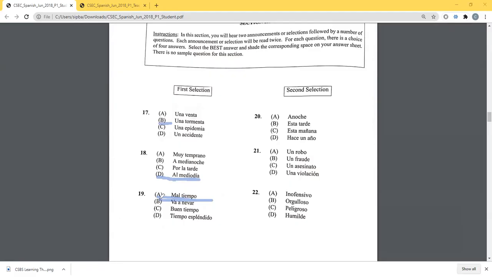Bueno, buenísimo. Habrá lluvias torrenciales, there will be torrential rainfall, truenos, thunder, y relámpagos, lightning. I love that word, relámpagos. It's so fuerte. Good. So that is that section.